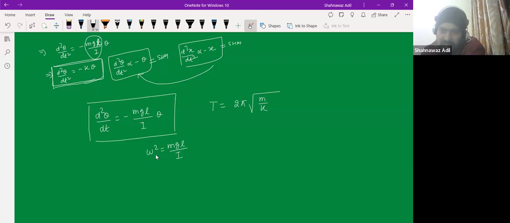And we know how omega square and k are related, right? We know that k is m omega square. So if we put this value in here, k is m into omega square, so this would be 2 pi root of m over m omega square. Omega square is m g l by I.